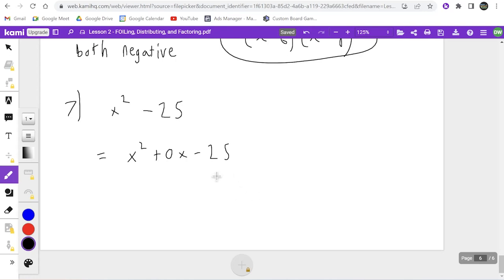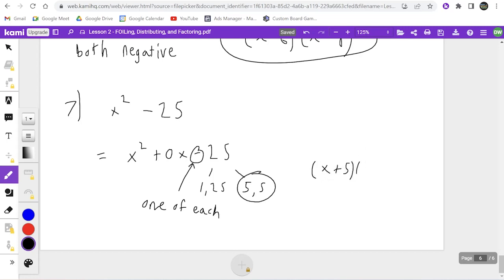Again, I'm going to figure out the factors of 25. It's 1 and 25 and 5 and 5. And since this is minus, it means it's one of each, one positive, one negative. And I need to add up to 0. Well, 1 minus 25 is 24. 5 minus 5 is 0. Looks like it's 5 and 5. And since one's positive and one's negative, it's x plus 5 times x minus 5. And there's our answer.